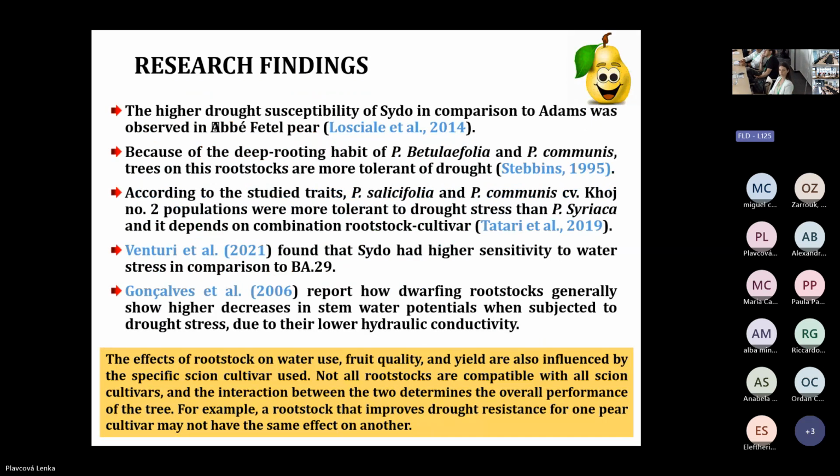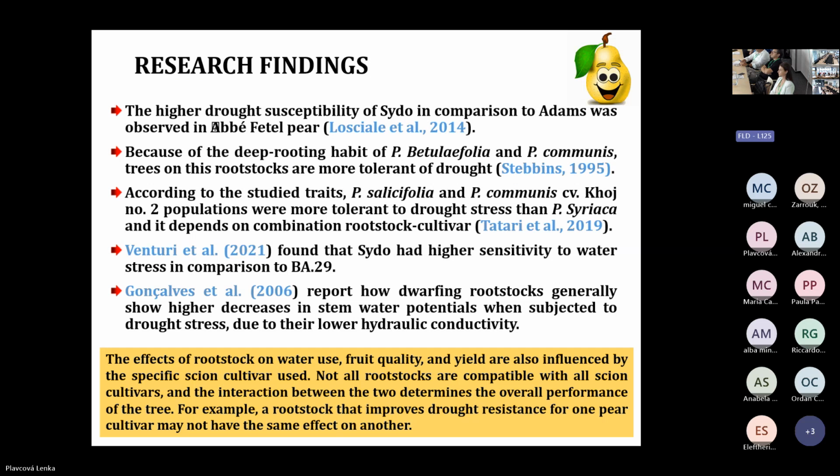And also there are many research findings that make comparisons between different rootstocks for pear and their water availability. For example, the higher drought susceptibility of Quince (CIDO) in comparison to Adams was observed in Early Fatal pear. In many research results it is emphasized that Pyrus genus rootstocks such as Pyrus communis, Betulifolia, etc. had better tolerance to drought in comparison to Quince rootstocks.